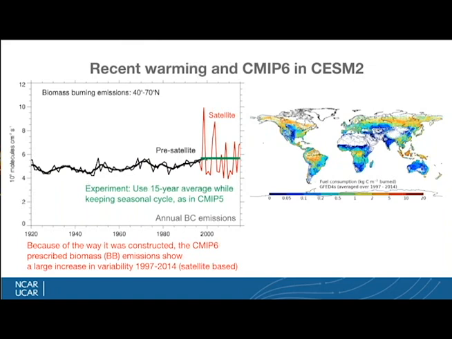And so we decided, okay, let's just use those emissions in the CESM2 CMIP6. So we have the same historical, and then starting in 97, we have basically a flat line, but the overall integrated amount is exactly the same as with the interannual variability, and we keep having the seasonal cycle. It's just a mean seasonal cycle of those emissions.